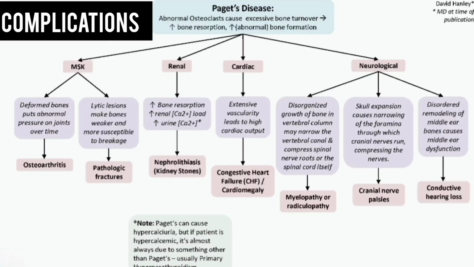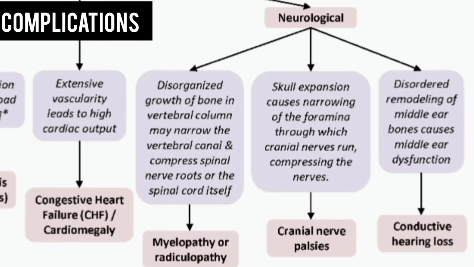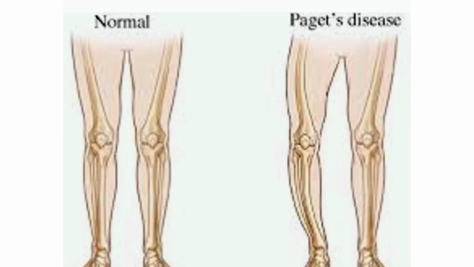Many complications occur in Paget disease: increased risk of osteoarthritis, pathological fracture, nephrolithiasis, and the less common but can occur congestive cardiac failure, myelopathy or radiculopathy, cranial nerve palsy, and due to involvement of the vestibulocochlear nerve, there is a conductive hearing loss. And there is also secondary development of tumor, osteosarcoma, which shows cortical bone destruction and soft tissue mass.